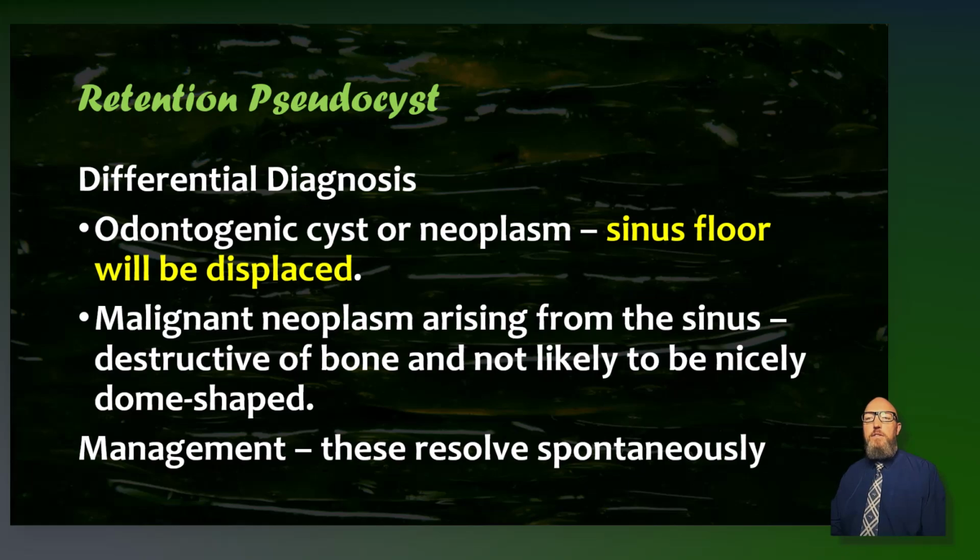And here's the differential for a retention pseudocyst. An odontogenic cyst or neoplasm, pay attention to that. The sinus floor is going to be displaced if it's something that arises within the bone. Any odontogenic cyst, including a periapical cyst, if it starts expanding into the sinus, it's actually coming from the bone, and you'll see some degree of a corticated border around it. A malignant neoplasm arising from the sinus is destructive to the bone, not as likely to be nice and clean dome-shaped. So management of pseudocysts is reassuring.